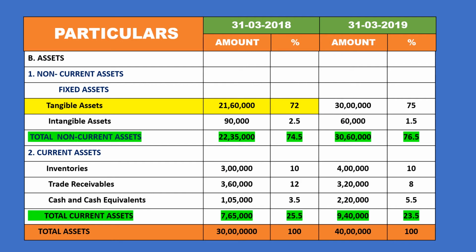As you can see in the format, the tangible assets is 21 lakh 60,000 and the percentage we calculated is 72 percentage. It is highlighted in the yellow color and you can understand that out of 100 total assets, 72 percentage is the tangible assets. Okay, so this is the way you have to understand the common size balance sheet.